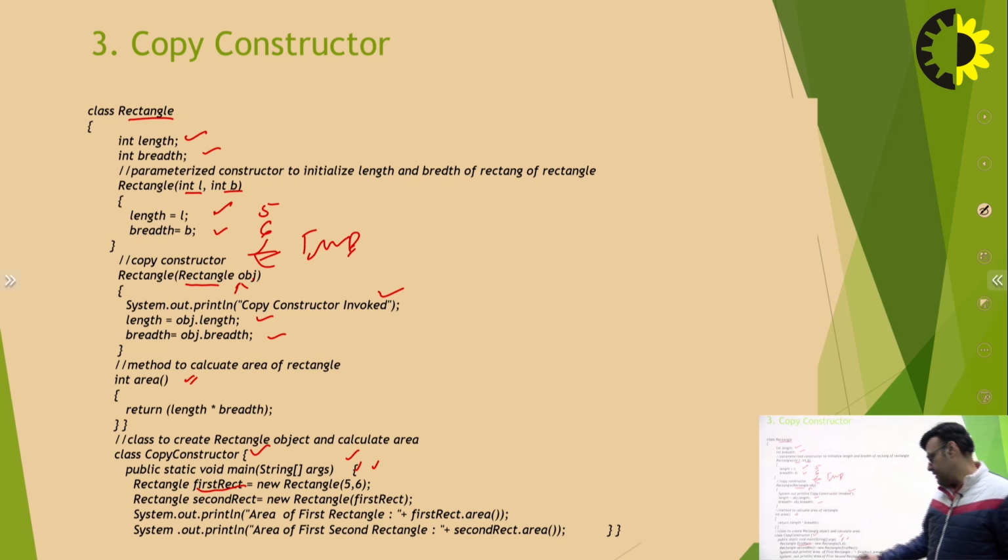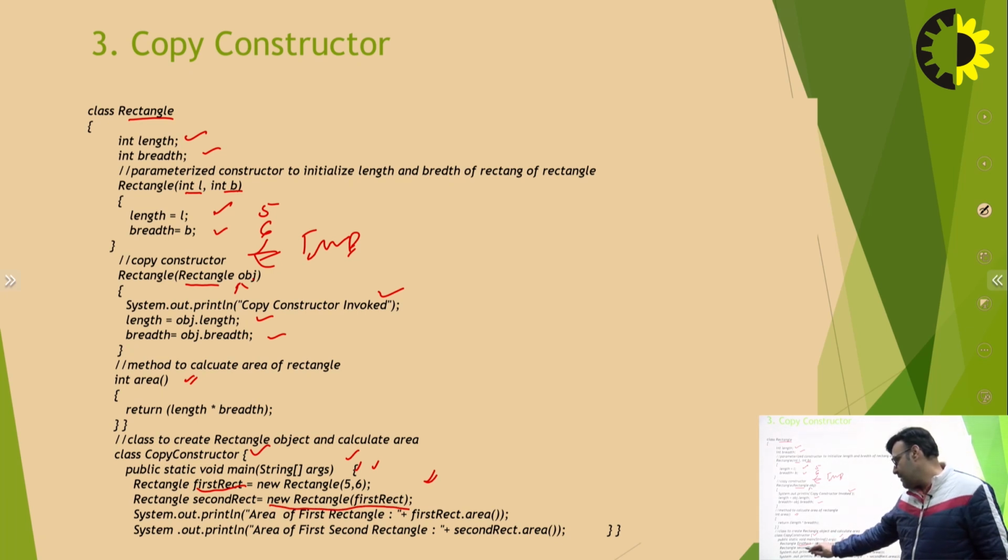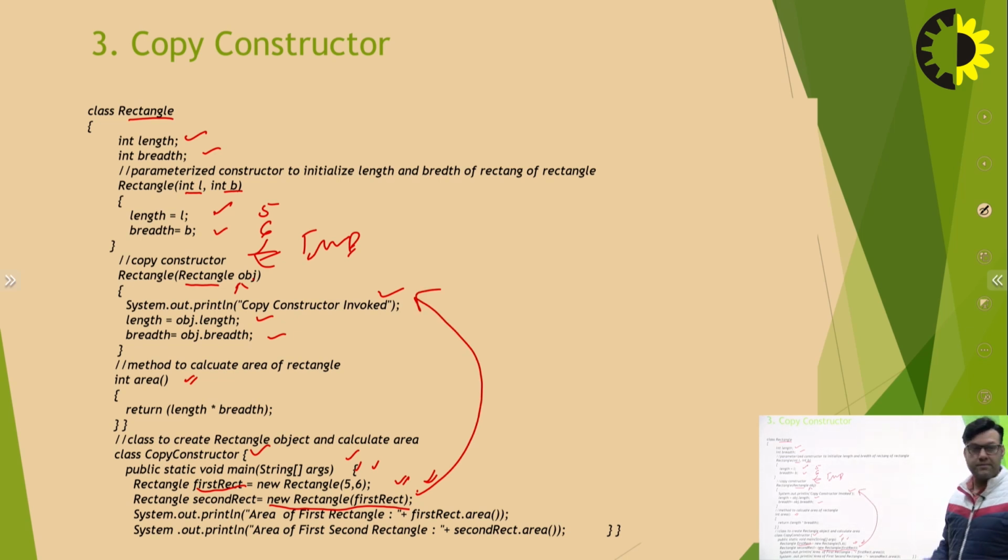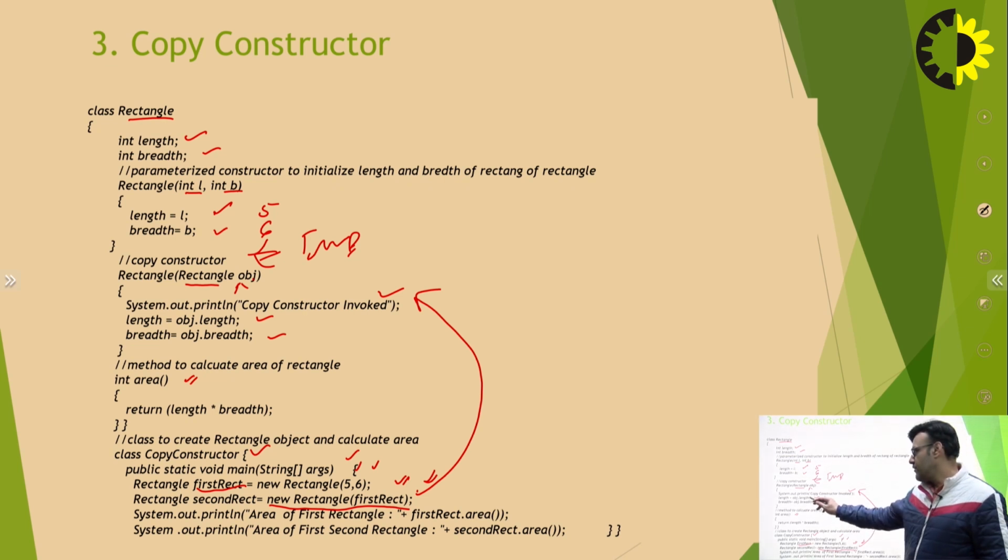Now, when I make this second rectangle object with new Rectangle(firstRect), what is this firstRect? It is the first object. When it is called, which method is invoked? The copy constructor method is invoked. Under that copy constructor method the values are printed, and where do these values come from? From the first object's constructor: length is equal to 5, breadth is equal to 6.